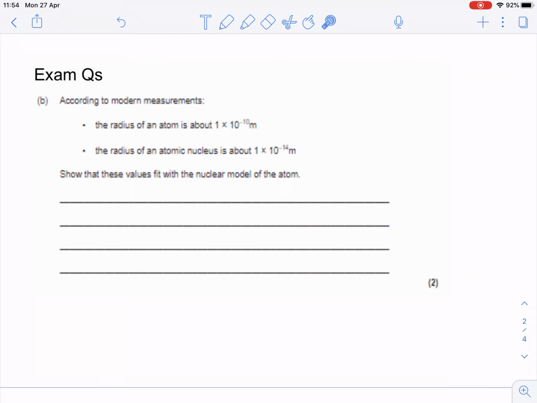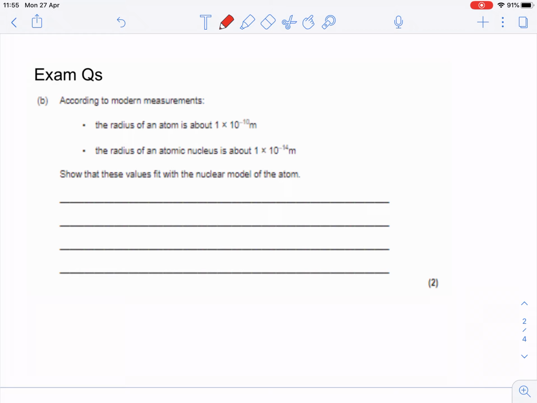And the real key thing you have to remember is that the difference between the radius of the atom and the radius of the atomic nuclei was 10,000, okay? So the radius of the atom is 10,000 times bigger than the radius of the nucleus. Now, without me writing out all the numbers here, we've got 1 times 10 to the minus 10. We've got 1 times 10 to the minus 14. So that means there would be 4 more zeros attached.